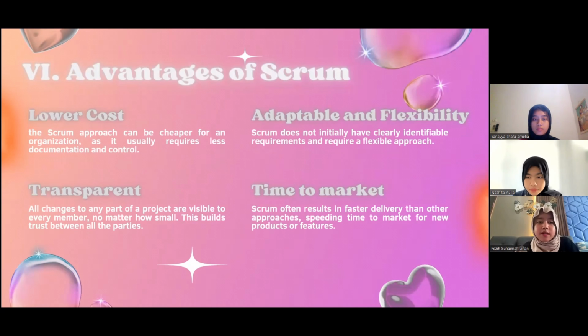Next are the advantages of Scrum. The first one is lower cost. The Scrum approach can be cheaper for an organization as it usually requires less documentation and control. Next is adaptability and flexibility. Scrum doesn't initially have clearly identifiable requirements and requires a flexible approach. And then it is transparent. All changes to any part of a project are visible to every member, no matter how small, which can build trust between all the parties. Next is time to market. Scrum often results in faster delivery than other approaches, speeding time to market for new products or features.